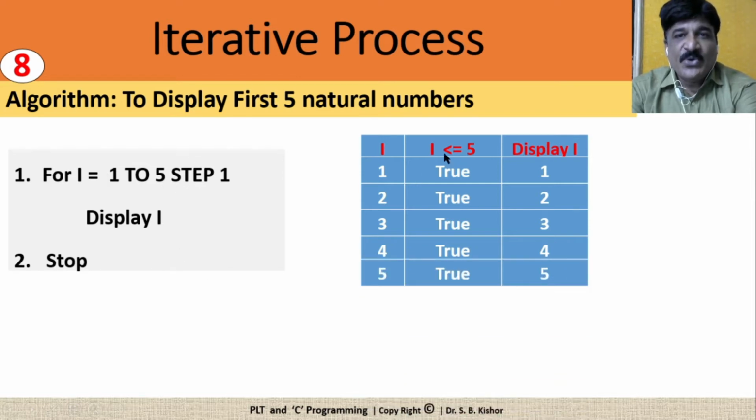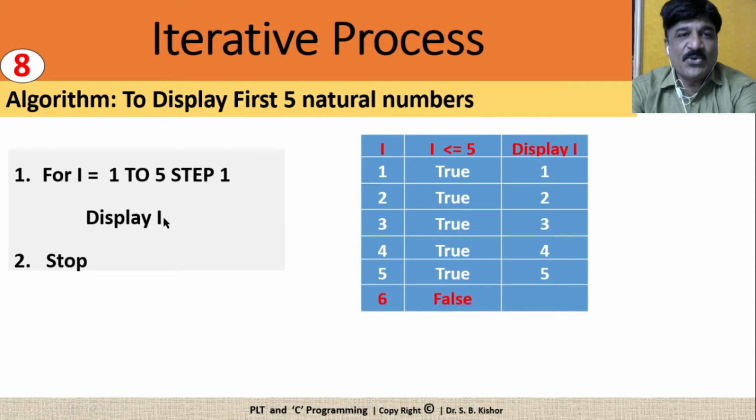5 is less than 5, no, it is equal, so the condition is still true. So display the value of I, that is 5. And finally the value of I will become 6. 6 is less than 5, no, the condition is false. So control will be transferred to the next statement. In this case it is a stop, so our algorithm will stop. Now observe that each time you run it, you will always get the output 1, 2, 3, 4, 5.